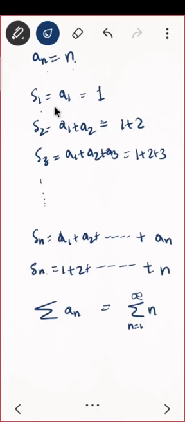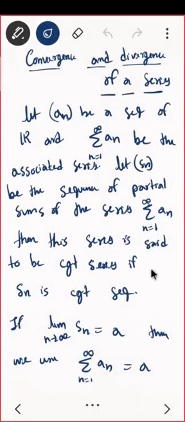So what will s1 be? The addition of the first term. What will s2 be? The addition of two terms. What will s3 be? The addition of three terms. So what will be my S_n? It will be 1 plus 2 plus up to n. So my question is whether, no, let us not go to that question. Let me first define what is convergence and divergence of a series.